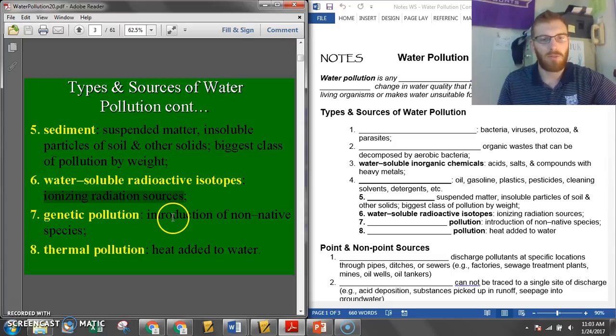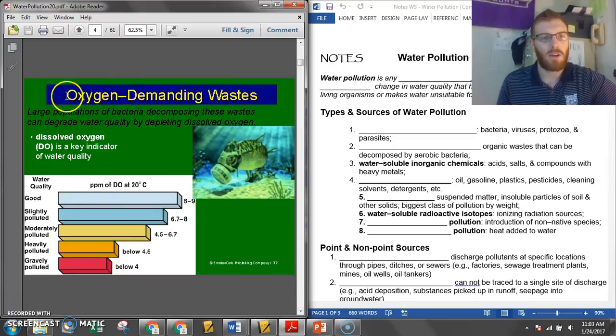We have genetic pollution, which is the introduction of non-native species, and we'll talk more about invasive species and non-native species later on when we get to the ecology unit, but just know that that's a source of water pollution as well. And thermal pollution, which is heat added to water. I'll give you some examples of this in class, but know that marine life is very sensitive to temperature and pH changes.